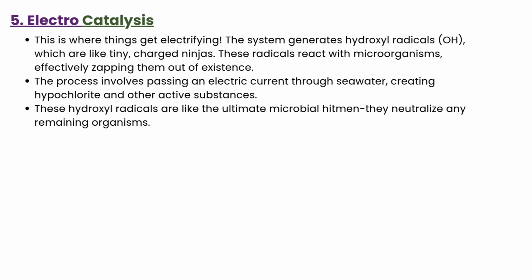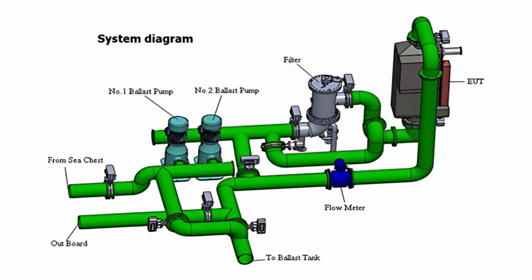You can see the system which is normally used, and this is for the electrocatalyst. You have the ballast pump from the chest, and how it is going outboard is mentioned here. Okay, and we have the EUT unit. The EUT unit which is there is the electrocatalyst unit.